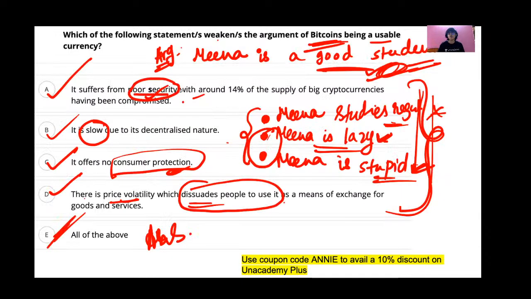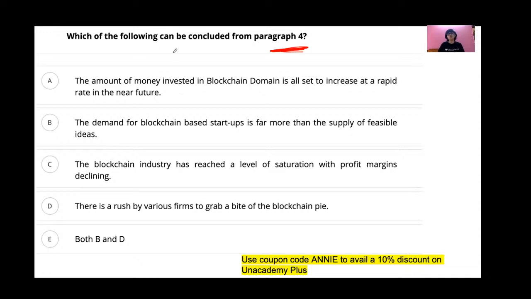Now we will look at the question: which of the following can be concluded from paragraph 4? The amount of money invested in blockchain domain is all set to increase at a rapid rate in near future. The demand for blockchain based startups is far more than the supply of feasible ideas. The blockchain industry has reached a level of saturation with profit margins declining. There is a rush by various firms to grab a bite of the blockchain pie. Okay.